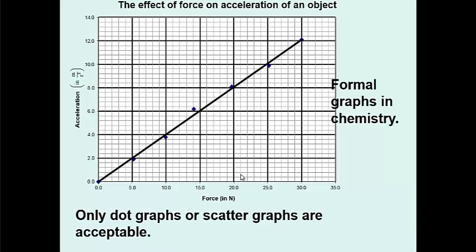All right, only dot graphs or scatter graphs are acceptable in this class. In most science research, and in particular in most chemistry research, only dot graphs are acceptable. Now, you get into higher levels of chemistry, and you'll find that sometimes they'll have two independent variables on the same graph. Okay, we're not going to do that. We're going to try to stay simple right now.